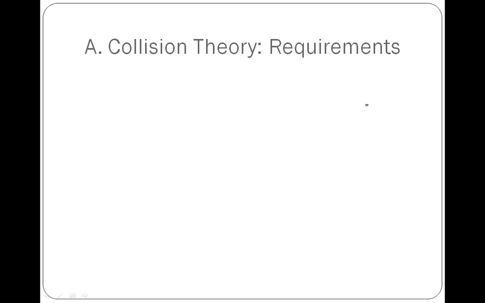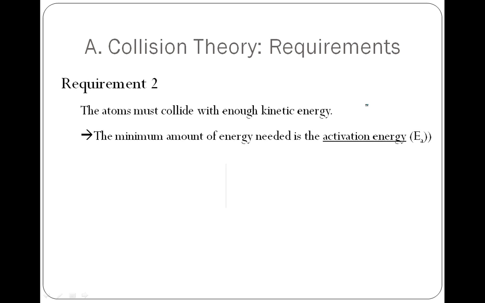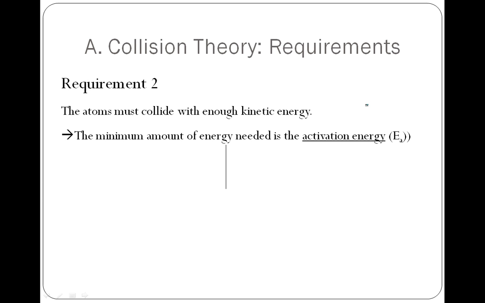The second requirement for a collision under collision theory is that the collision must happen with the atoms colliding with enough kinetic energy. Remember, that means how fast they're going. If the atoms collide with enough energy, the reaction will occur. This amount of energy, or the minimum amount of energy that they have to have, is called the activation energy, EA. And we'll be looking at that more and more in this unit.